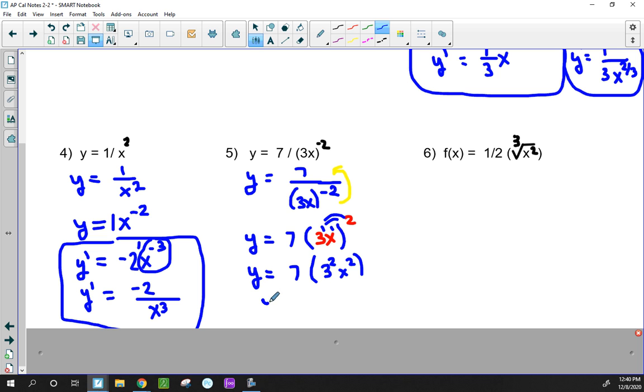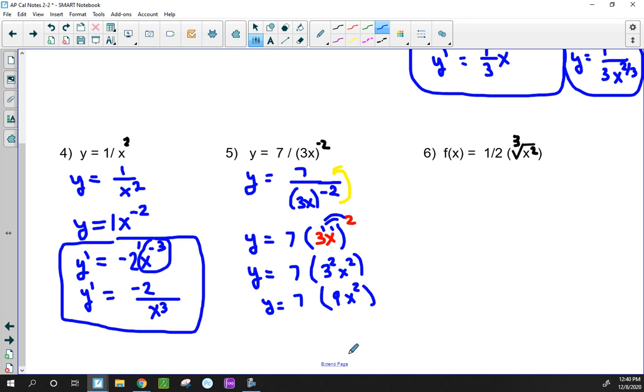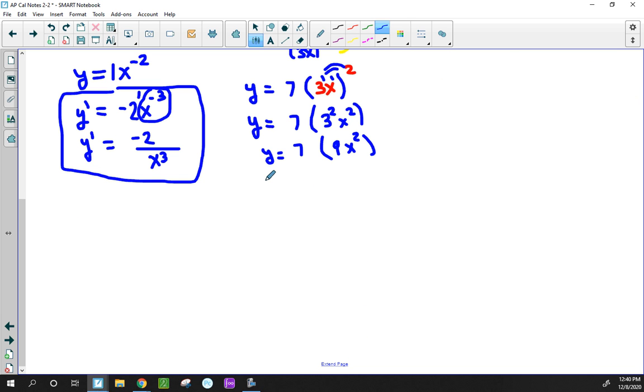So it's going to be y is equal to 7 parentheses, well 3 squared is 9, so 9x to the second. Okay, I am still in multiply mode. So 63x squared.